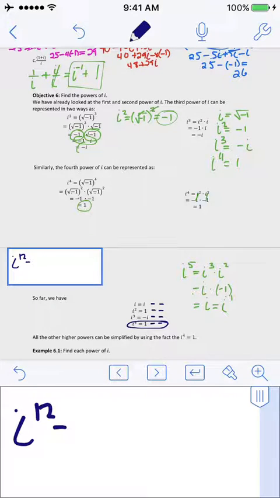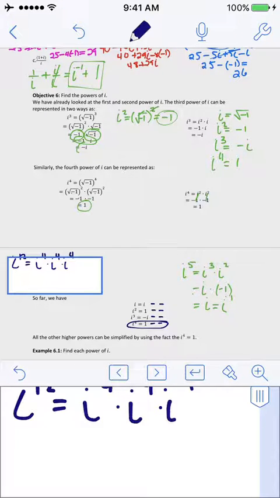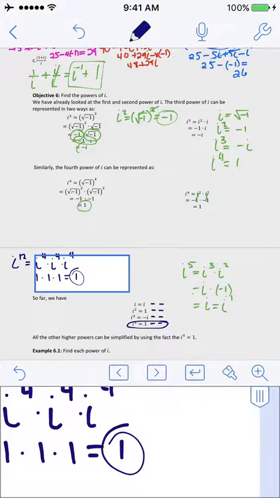i to the 12th. I can rewrite that as i to the fourth times i to the fourth times i to the fourth. I know i to the fourth is 1, so 1 times 1 times 1. Check that out, it did. It ended up being the same thing as i to the fourth.